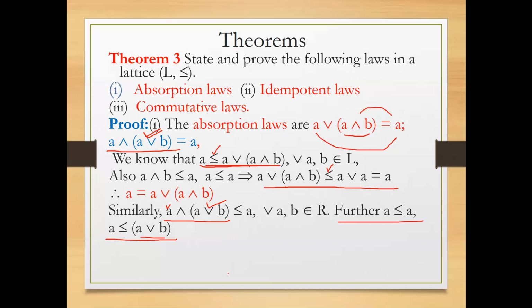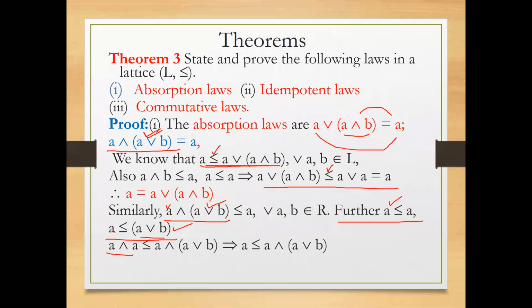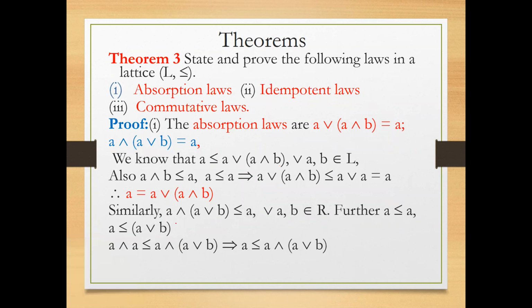So a is less than or equal to a join b, also a is less than or equal to a. So in between we need the meet in these two terms, so take the meet of these two equations. On the left side you will get a meet a, and on the right side you will get a meet a join b. That means you can say a is less than or equal to a meet a join b, and we have this relation and now we have this relation, so both are less than or equal to each other. Again by the antisymmetric property we have both are equal. So this is the first part of theorem number 3, that is the absorption law.